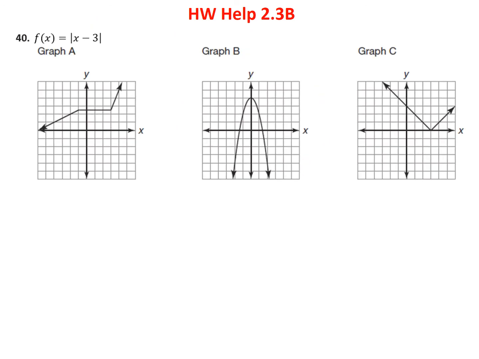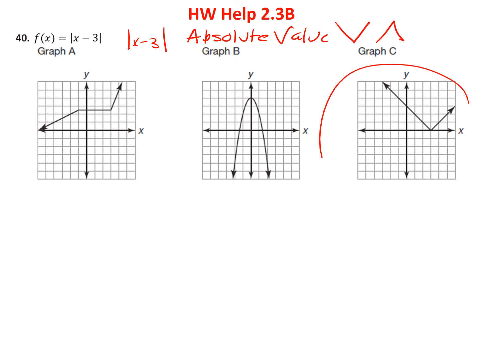Number 40 should be fairly easy too. Notice we have the absolute value sign, the brackets there. So this is going to be an absolute value. And absolute values either look like this, they either look like a V or an upside-down V, and you notice C is our answer.